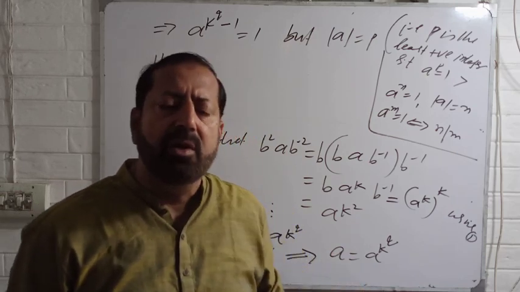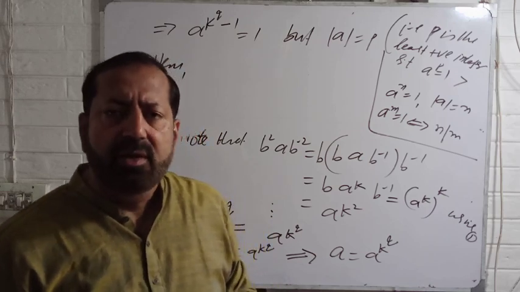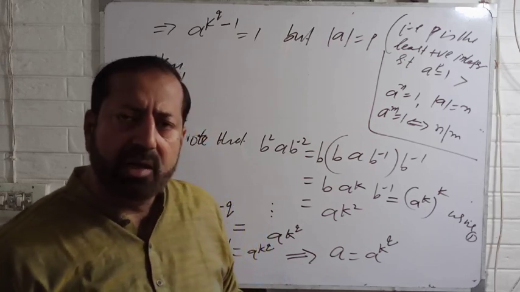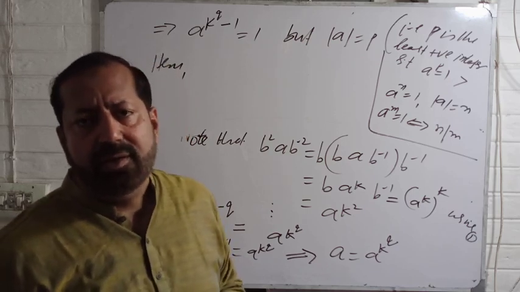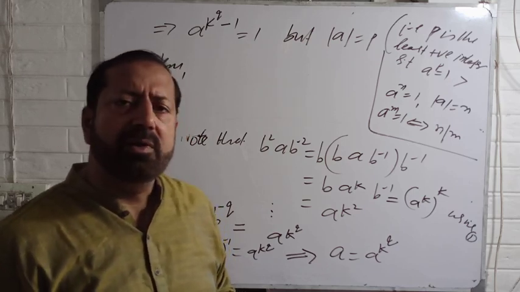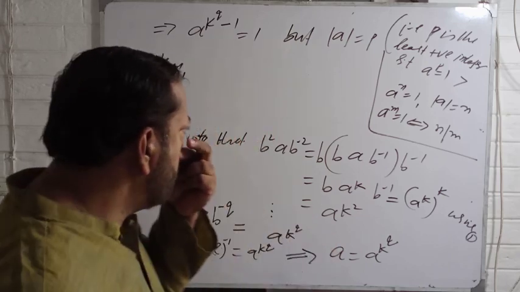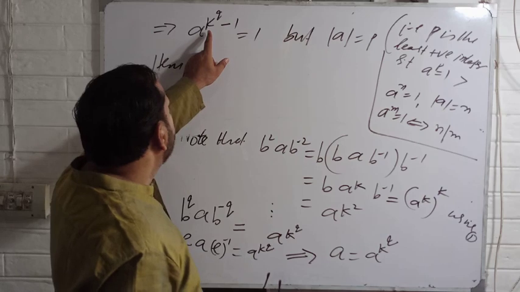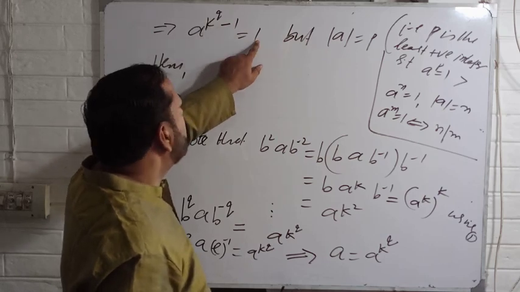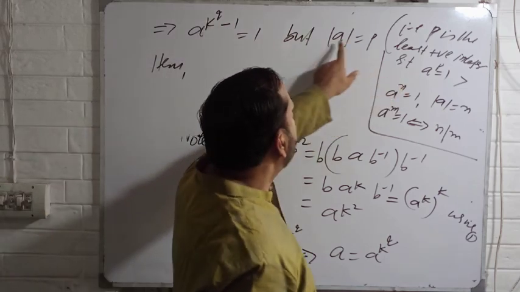You take the group 1, omega, omega square to understand the simplest example. Omega cube is equal to 1. Omega 6 is equal to 1. Omega 9 is equal to 1. All are multiples of the order. So that's why a power k power q minus 1 is equal to 1, but the order of a is p.